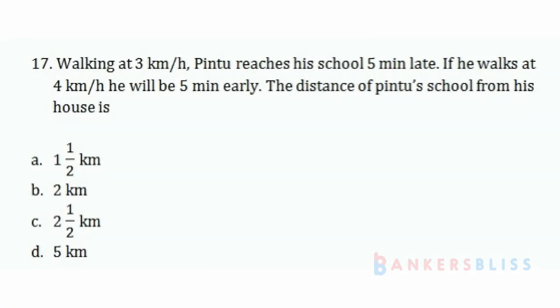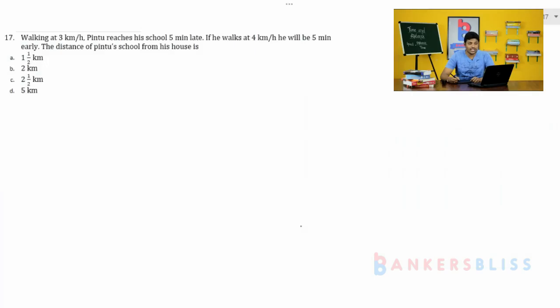Problem number 17. Walking at 3 km per hour, Pinto reaches his school 5 minutes late. If he walks at 4 km per hour, he will be 5 minutes early. Very similar to the previous problem. The distance of Pinto's school from his house, we have to calculate the distance. Now, how much time they have saved?